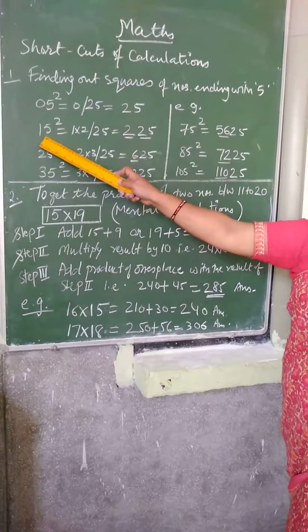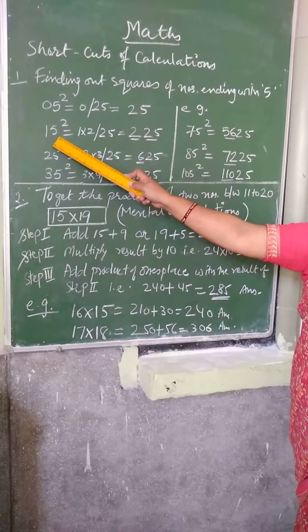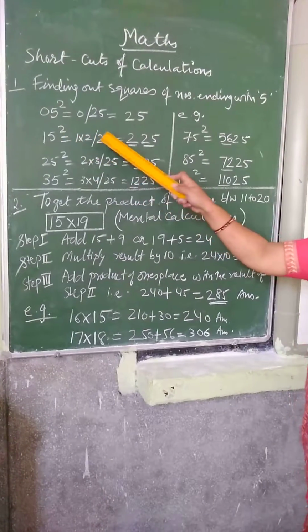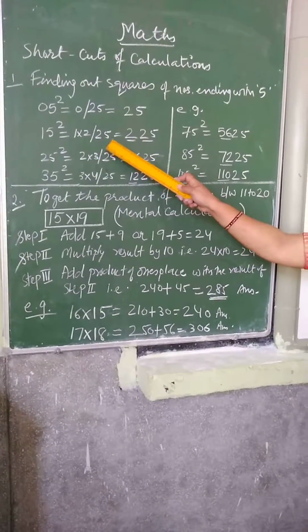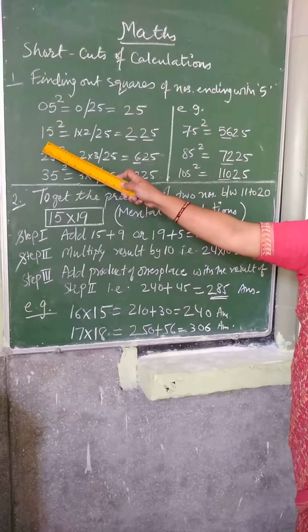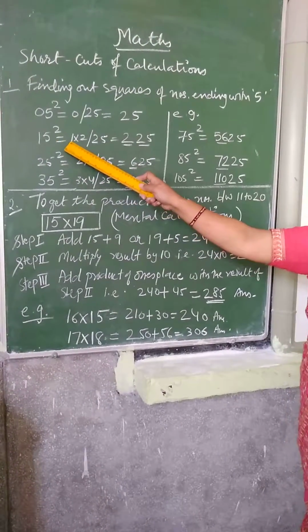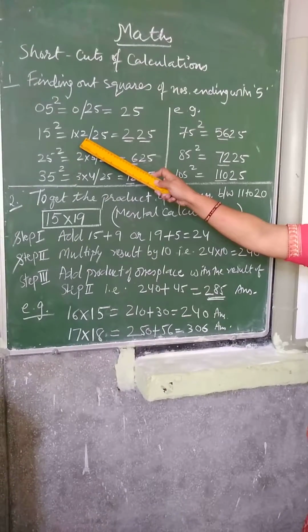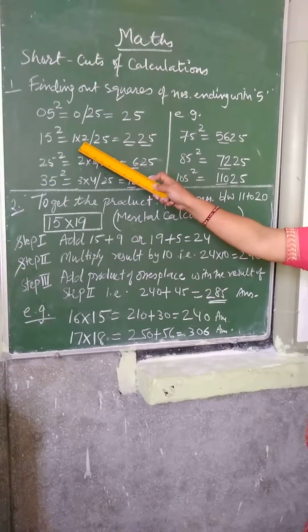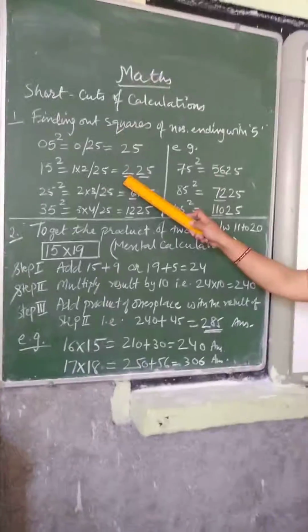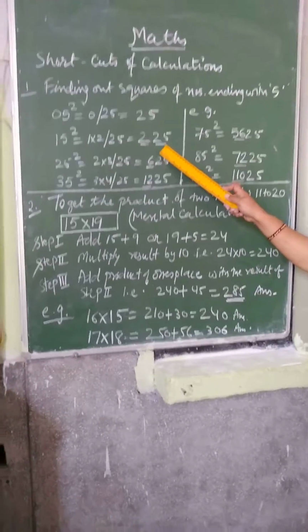Let's take another number, 15 square. The number 5 at ones place has its square 25, and now take the tens place digit, it is 1, and the consecutive number of 1 is 2. So when we multiply 1 with 2, the result comes 2, and the final answer will be 225.